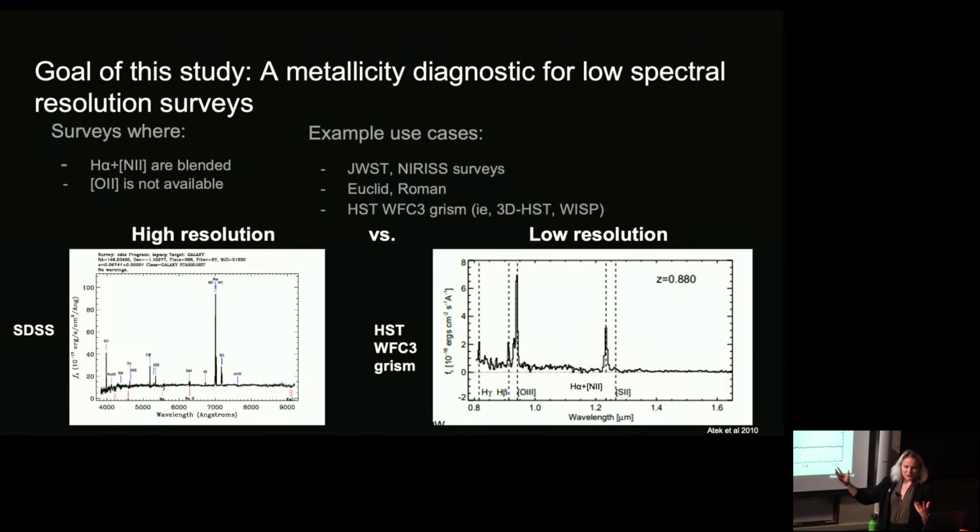So some example use cases where we'd like to use our metallicity diagnostic are as follows. There's some instruments where this could be applicable, as well as some upcoming all-sky surveys. We think one really compelling use of this diagnostic could be with these all-sky surveys to come up with a statistical baseline of metallicity.